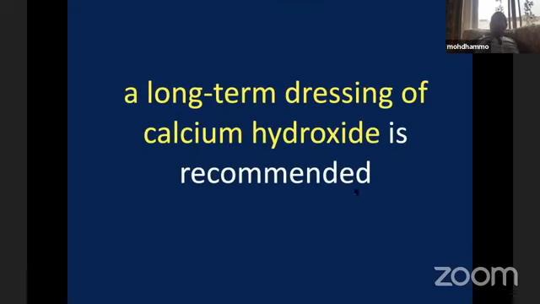Calcium hydroxide is recommended to place in case of an avulsed tooth. Trope, in 1995, suggested to place a long-term dressing of calcium hydroxide. But the problem of long-term calcium hydroxide is that it might make the tooth more brittle and increase the possibility of fracture. So I suggest to place it for 2 weeks only.